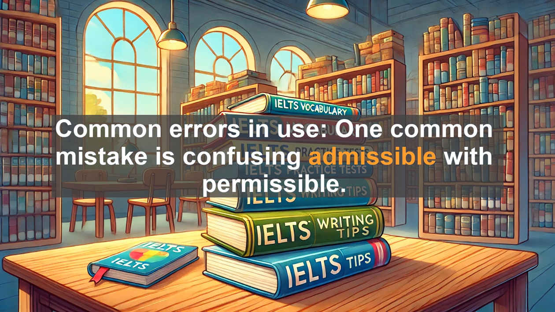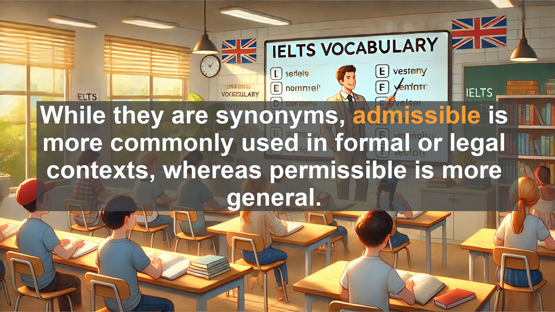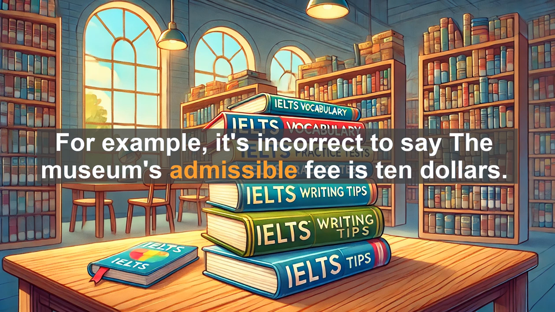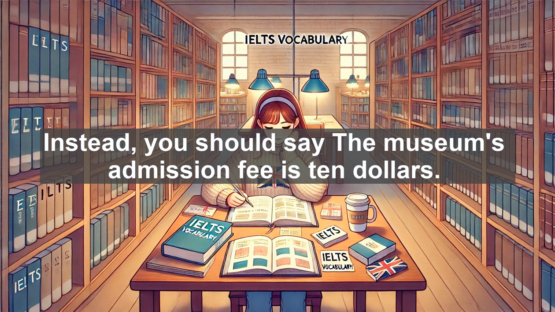One common mistake is confusing admissible with permissible. While they are synonyms, admissible is more commonly used in formal or legal contexts, whereas permissible is more general. Another error is using admissible when admission is meant. For example, it's incorrect to say the museum's admissible fee is $10. Instead, you should say the museum's admission fee is $10.